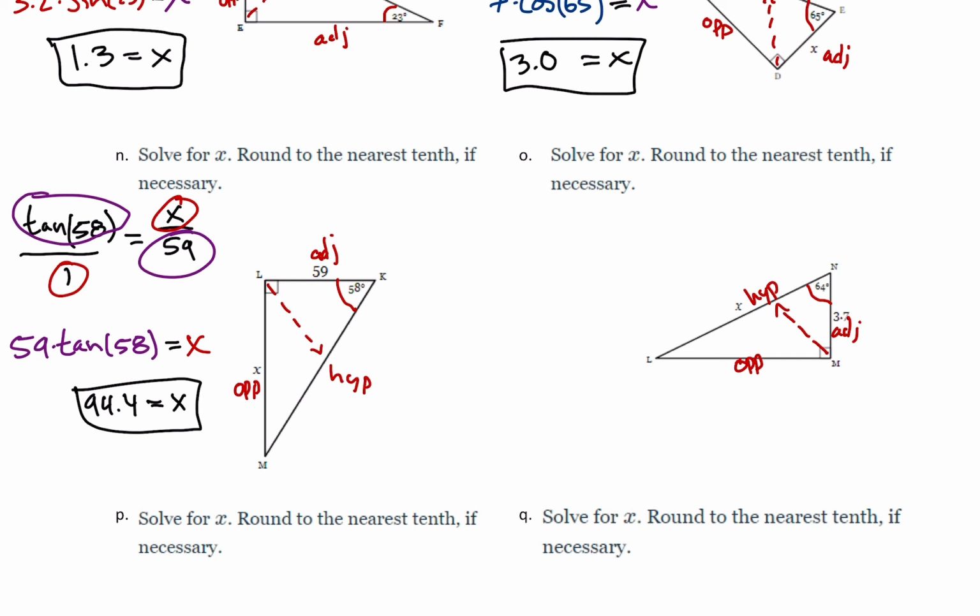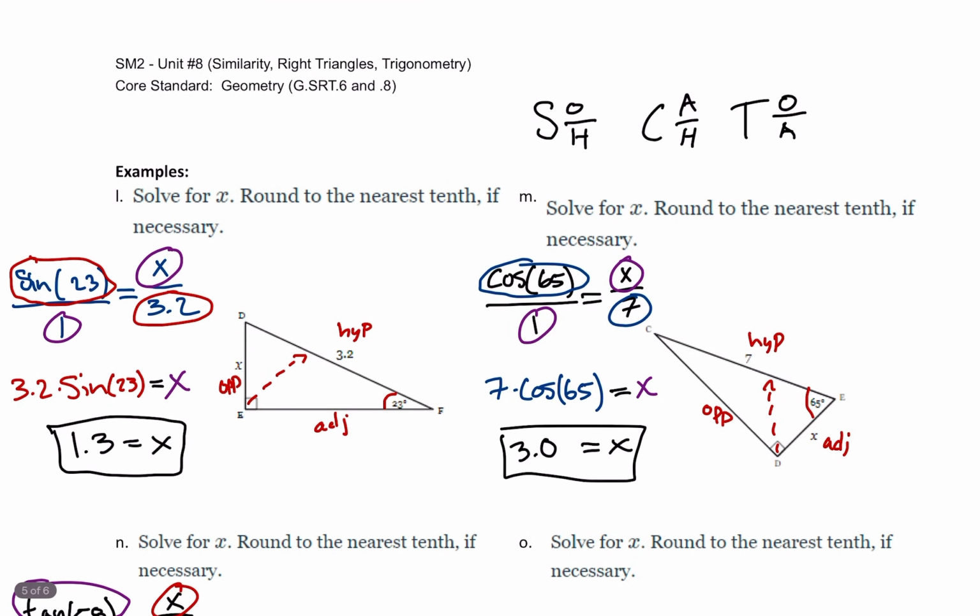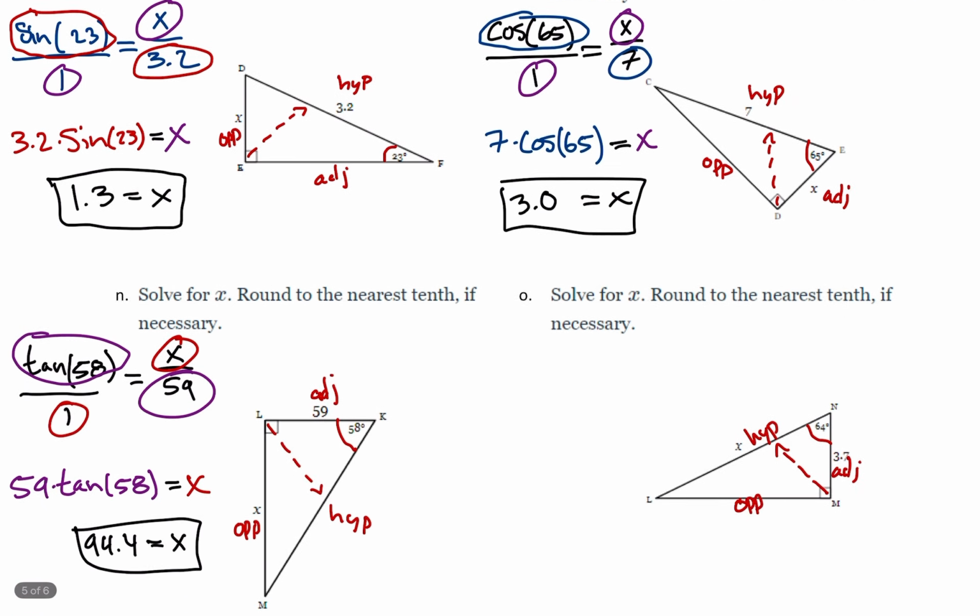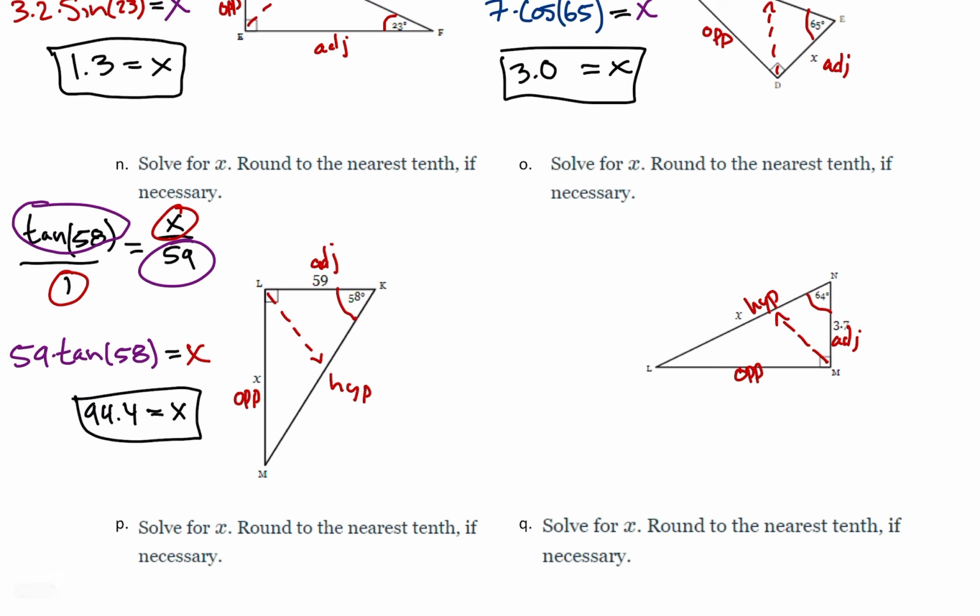Okay, now step 3, identify which trig function we need to use. Well, we're using our hypotenuse, and we're using our adjacent. So if we look up here, hypotenuse and adjacent, that's cosine. So we're going to be using cosine for this function. So we'll say the cosine of our angle, which is 64, is equal, and now we'll do the ratio. Cosine is adjacent over hypotenuse. So we've got 3.7 over x. And now step 5, excuse me, solve for x.